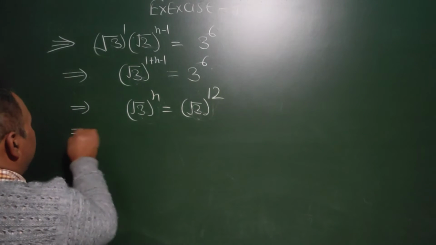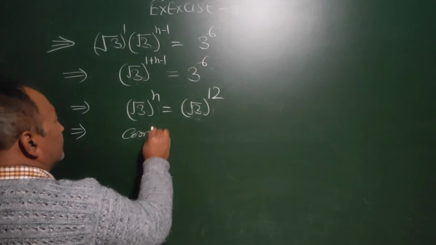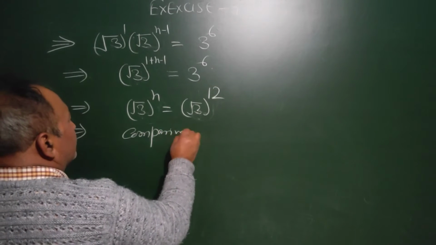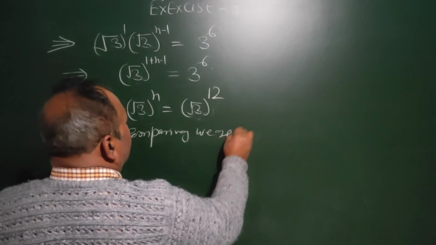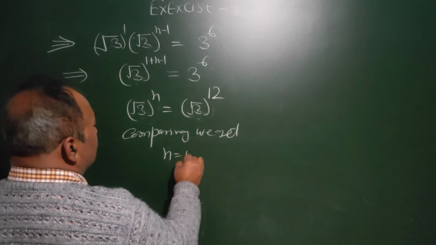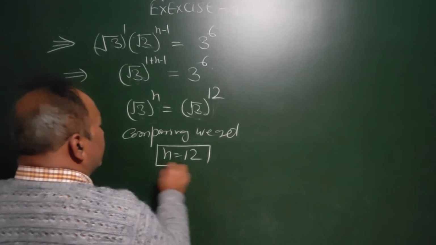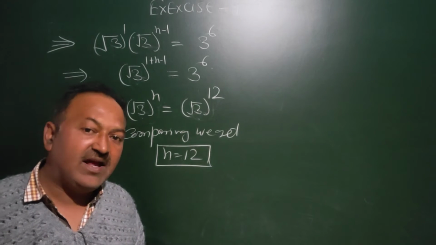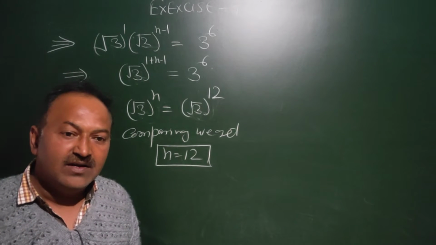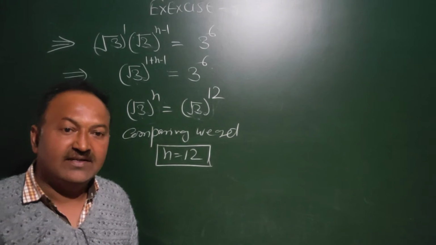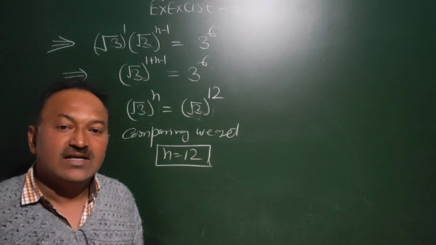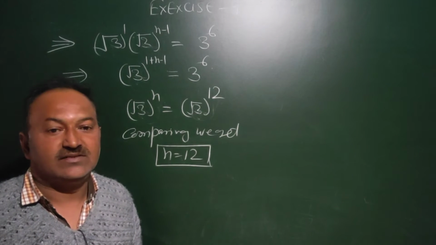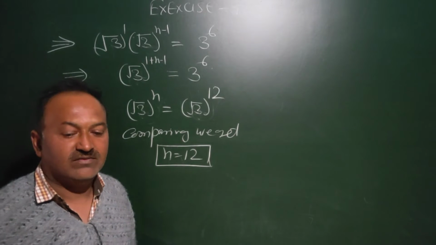This implies, comparing, we get n is equal to 12. That is the answer. Therefore, 729 is the 12th term of this geometrical progression. That's all.